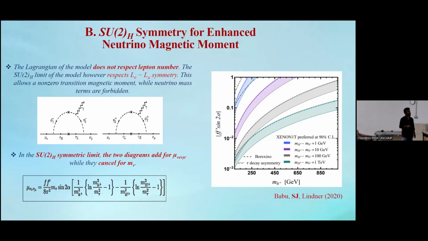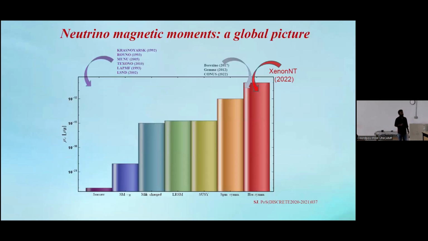Okay. So here we are showing that for this type of scenario only, if in the future you see some excess consistent with an electromagnetic moment, you need to come up with such symmetries which cannot upset the neutrino mass but can give a significant neutrino magnetic moment.